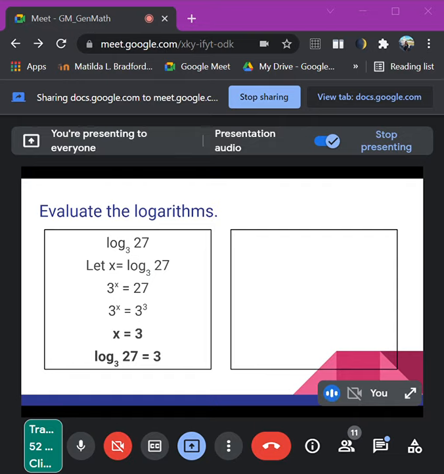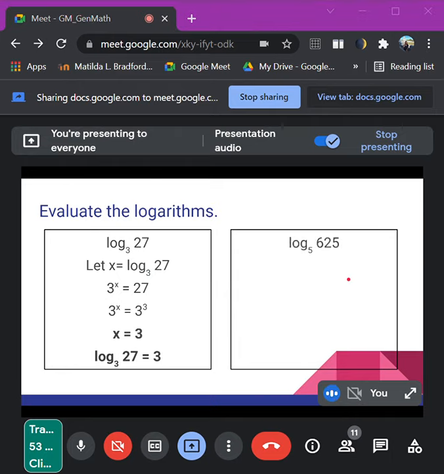Okay, questions? Wala ray questions? Okay ra? Or naglibog pa? Sige, pwede lang mangutana ha? Okay. Sige, let's proceed with the next example.